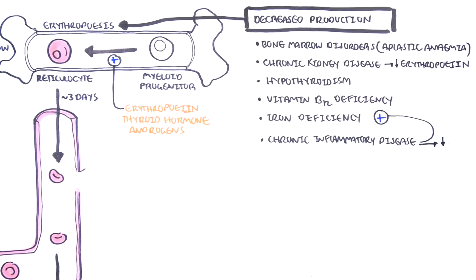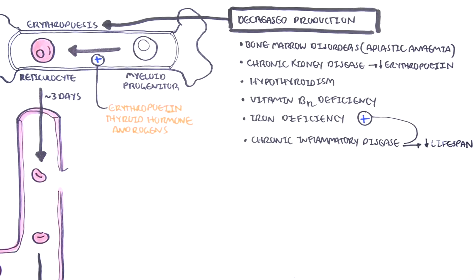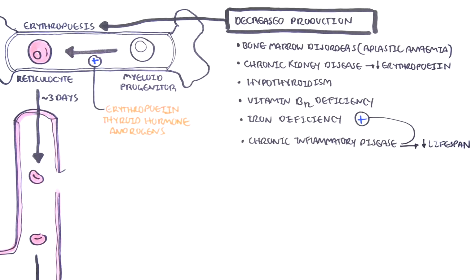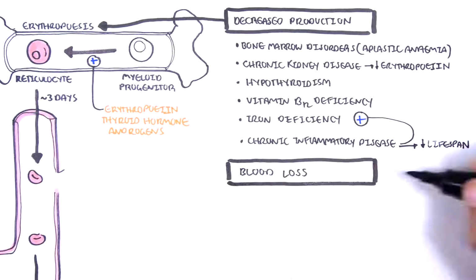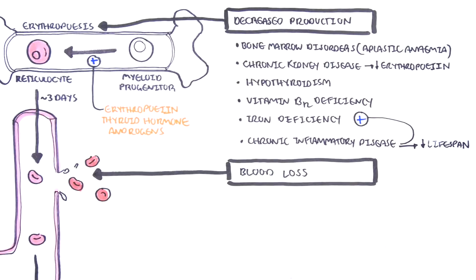Chronic inflammatory disease basically causes a form of iron deficiency, but also is thought to reduce the lifespan of the red blood cell. Another mechanism which leads to anemia is through blood loss, and this can be gastrointestinal blood loss, someone going through heavy periods, trauma, accidents, motor vehicle accidents, for example, leading to blood loss.